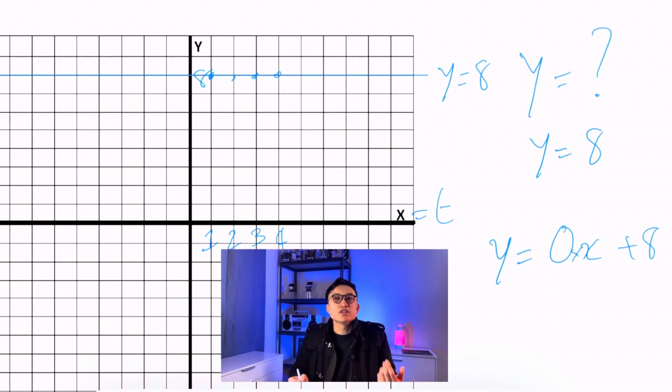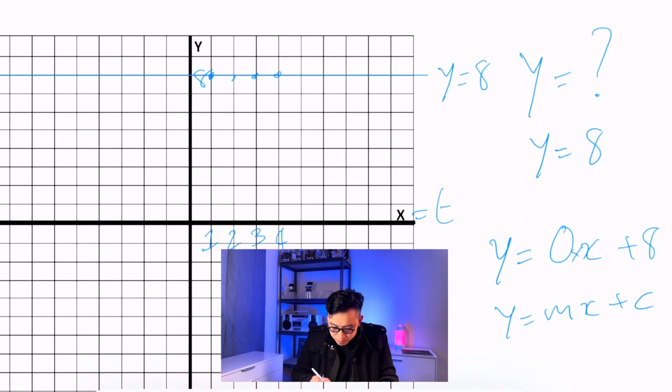So all linear equations are generally written as y equals mx plus c, where c is your y-intercept and m is your gradient. So if your x is not there, it means that your gradient is 0. You can clearly see if a person was to walk across this line, it will be a very flat stretch. So the gradient is 0. You have just mastered a horizontal line.